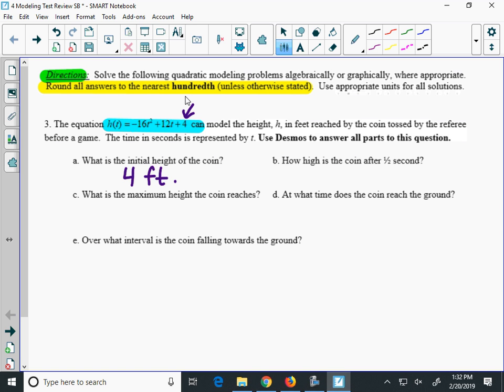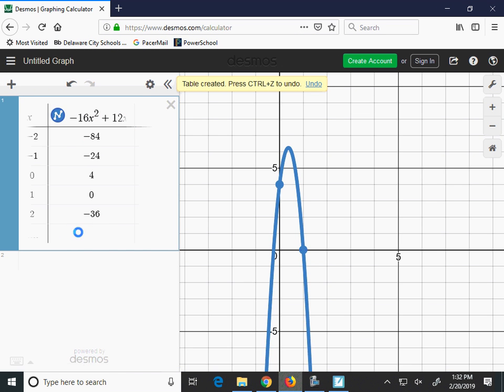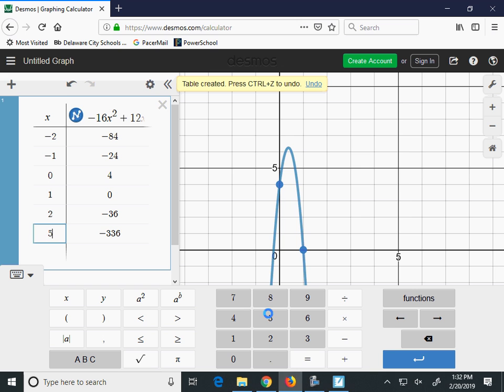Now, how high is the coin after half of a second? Well, seconds here is time, which is our x value. If I'm given a specific x value, I can go to the table, type that x value in, oops, I want 0.5, and it'll tell me that the height after half of a second is 6 feet high.